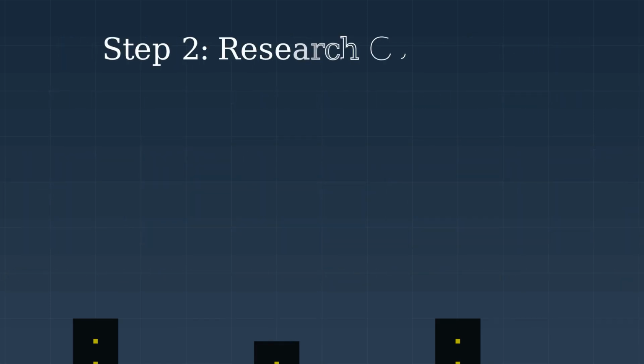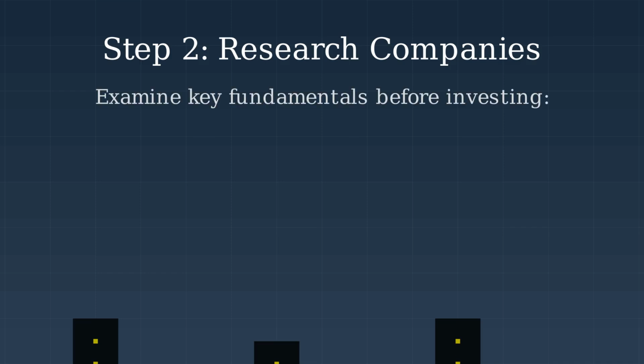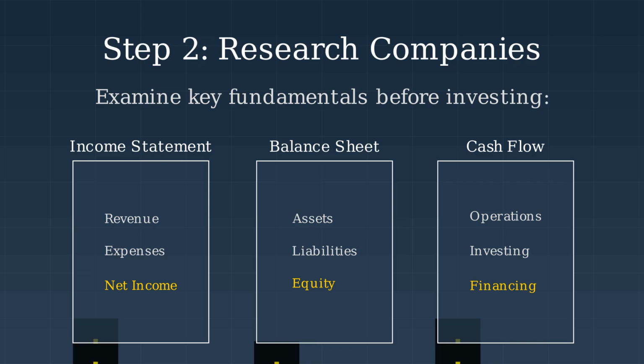The second step is to research companies you might want to invest in. Examine financial statements, including income statements, balance sheets, and cash flow statements, to understand a company's financial health. Pay attention to key metrics such as price to earnings ratio, earnings per share growth, debt to equity ratio, profit margins, dividend yield, and return on equity.